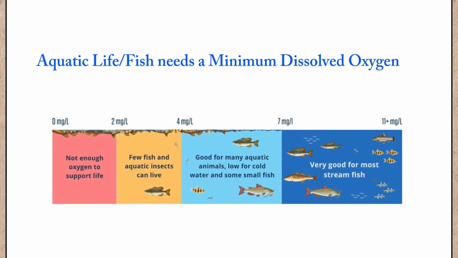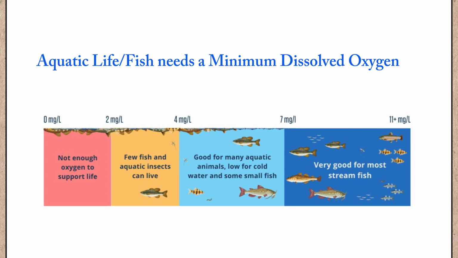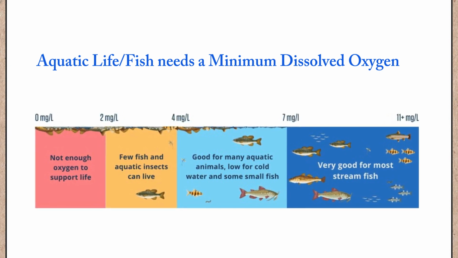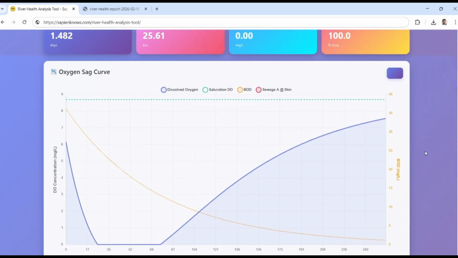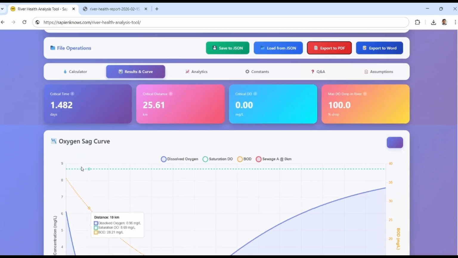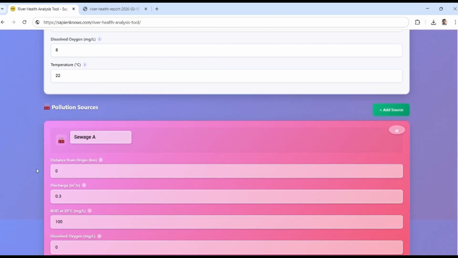Aquatic life and fish needs a minimum dissolved oxygen, else they die off. Hence, dissolved oxygen is very crucial to be maintained in the river. Fish will not survive in the shown region, as it is lower than 2 milligrams per liter of dissolved oxygen. The pollution needs to be removed or greatly reduced to make this river alive again.